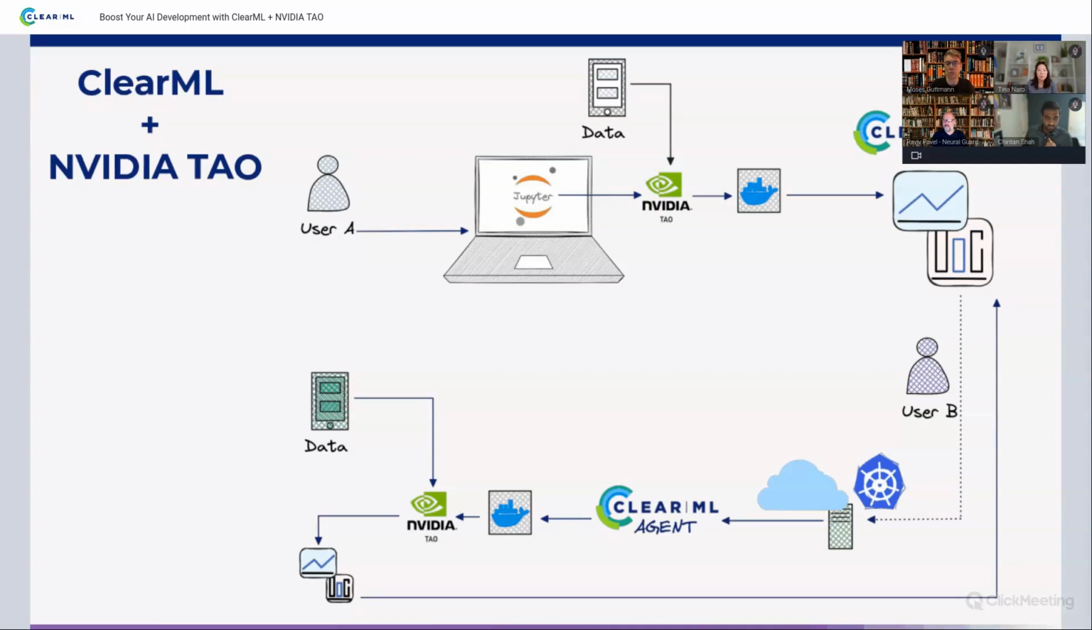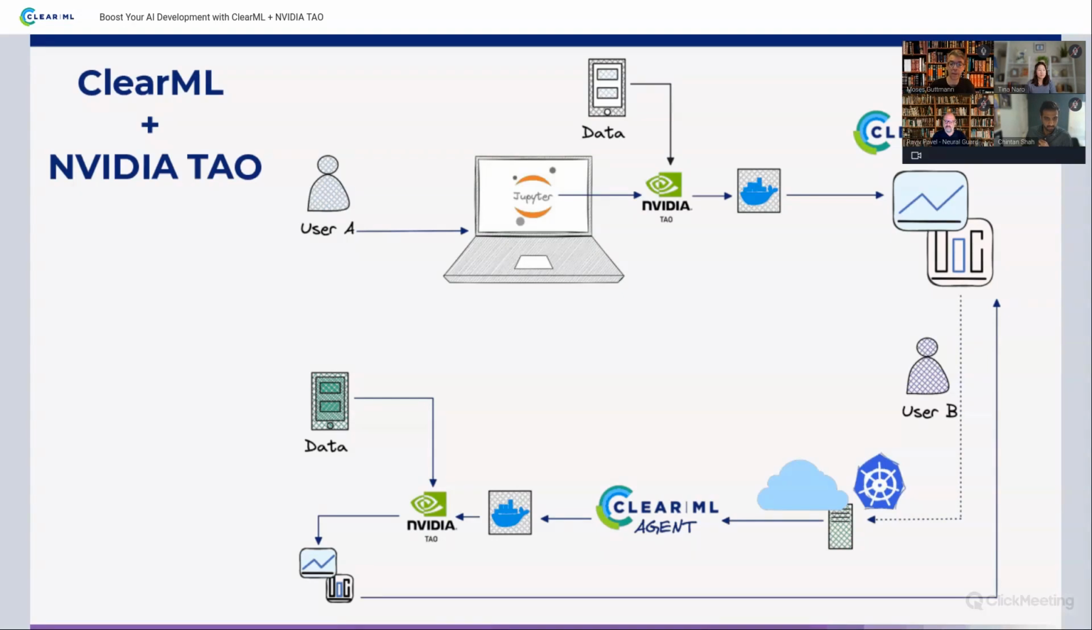And that's exactly what we see in the second half of this diagram. This is user B actually launching jobs directly from the ClearML UI using the ClearML agents, running either with the autoscaler, so scaling automatically, spinning up instances in your cloud account, or connected to your Kubernetes cluster, or even running on bare metal machines with a GPU backing them.